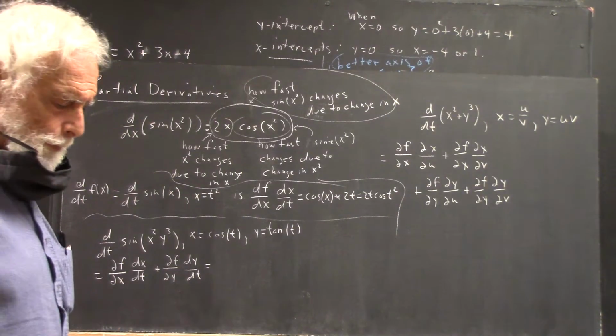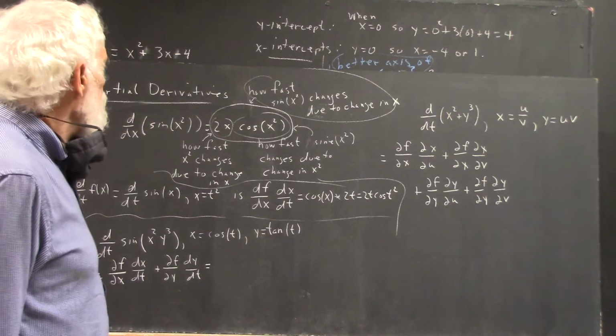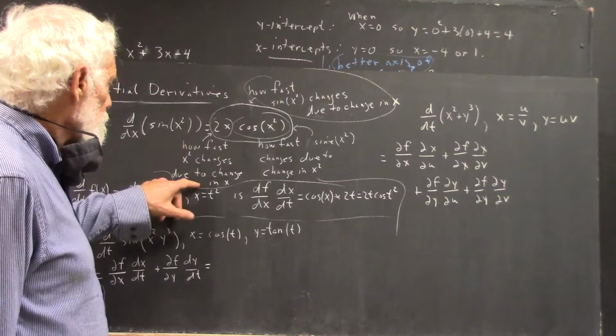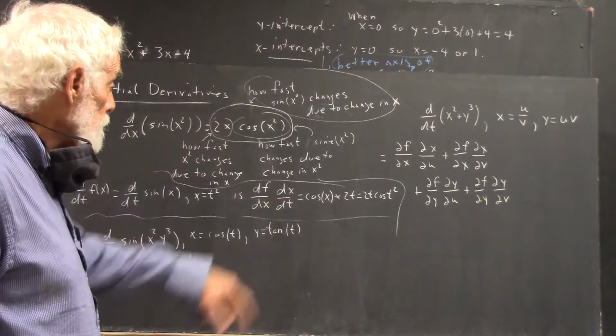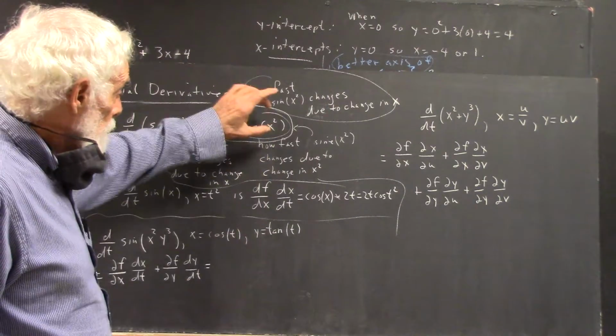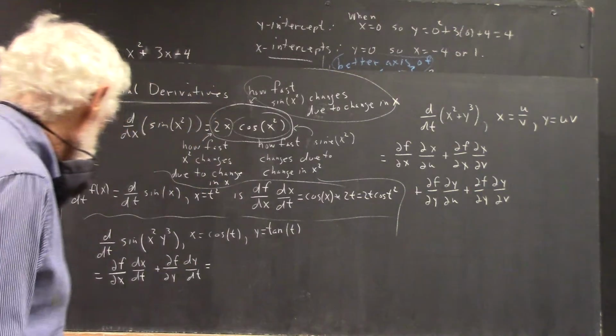The idea is simple if you keep in mind that we have to multiply how fast this variable changes due to a change in x, or this one changes due to a change in t, by how fast this changes due to a change in whatever this thing is. Okay, so let's look at it down here.